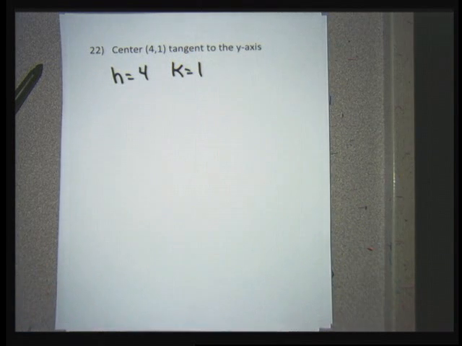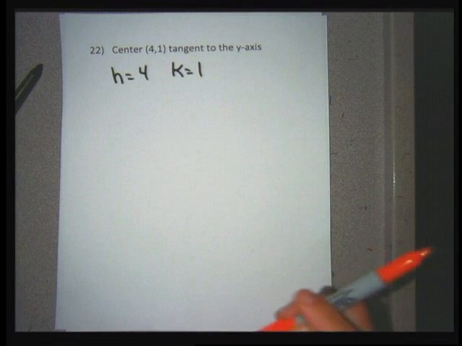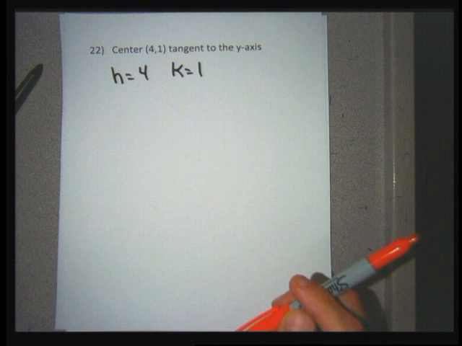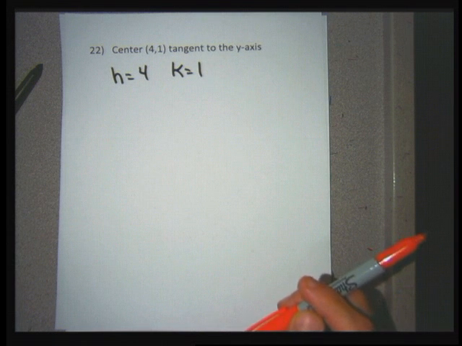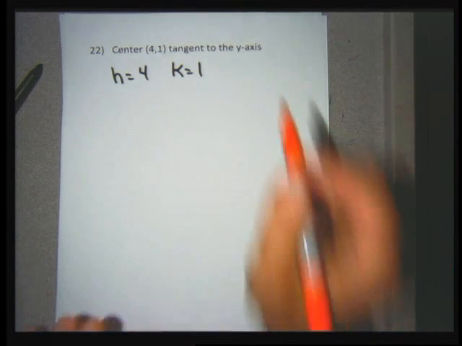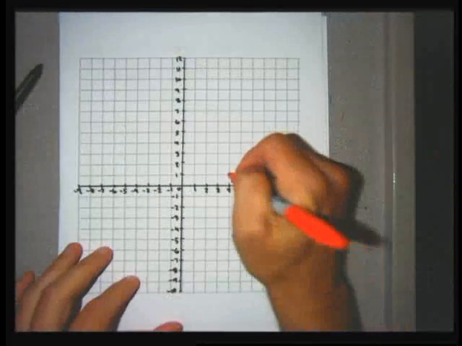This tangent to the y-axis will mean something to you when you take calculus. It may not mean anything to you now. Tangent to the y-axis means the graph touches the y-axis but doesn't cross the y-axis. So I'm going to draw a picture to help me figure out the unknown, because I need to know the radius to get my equation. So I'm going to graph the information that's provided.